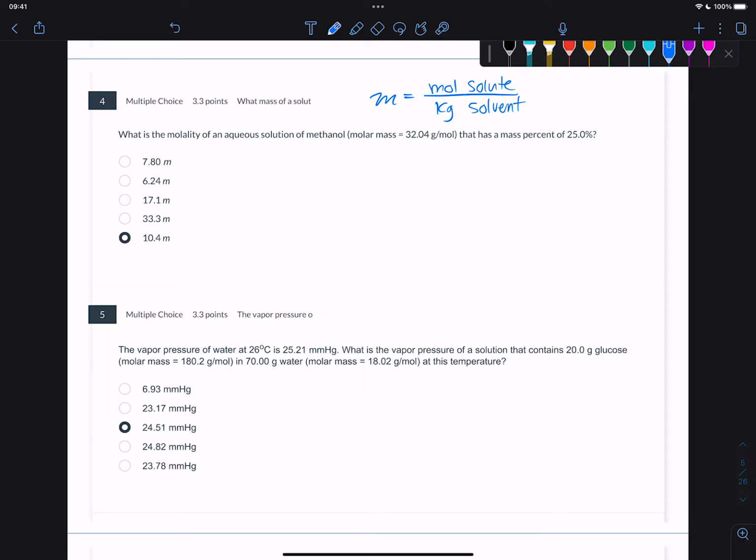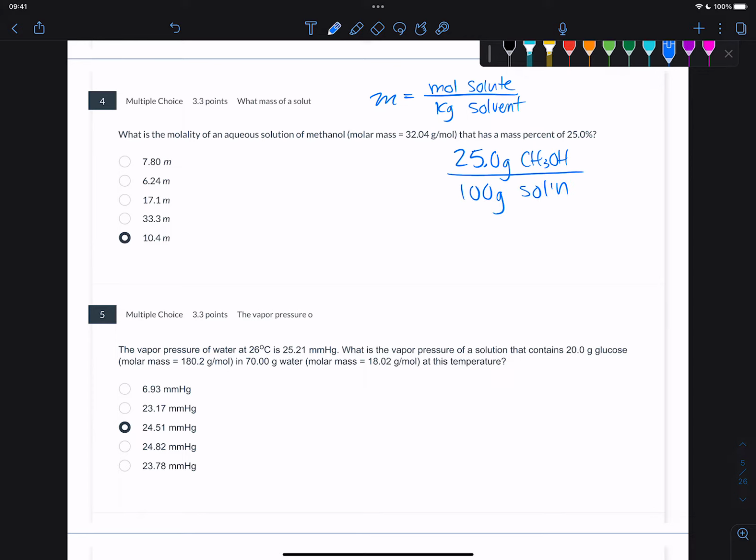So, with this being said, we're basically looking at converting one type of concentration or quantification to another one. If this solution of methanol is 25% methanol by mass, that means that there are 25 grams of methanol, CH3OH. There's 25 grams of methanol for every 100 grams of the entire solution.